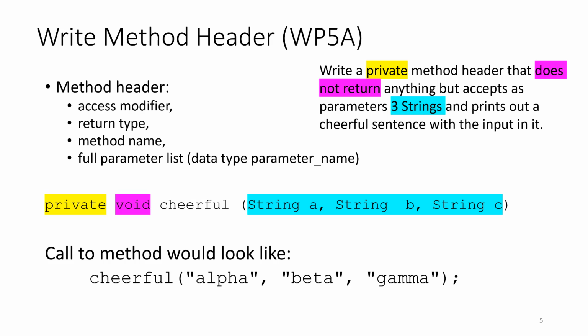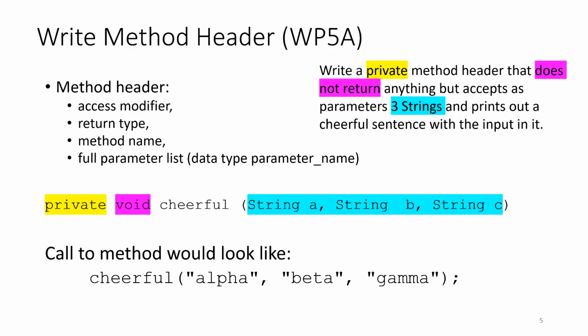First, we look for clues for the access modifier. These have been highlighted in yellow. Then we look for the return type. This problem description says that the method does not return anything. That means that the return type will be void. We already have our method name, which is cheerful.